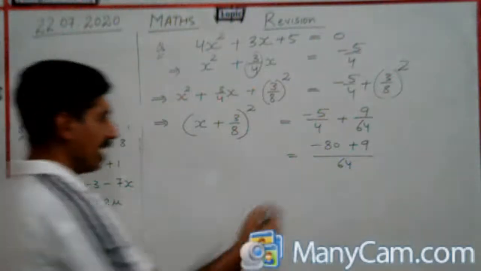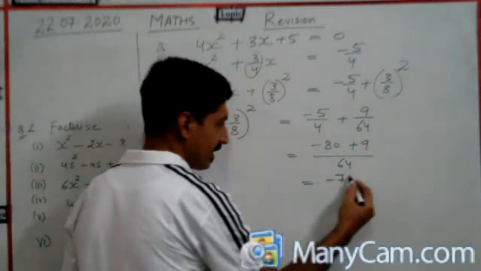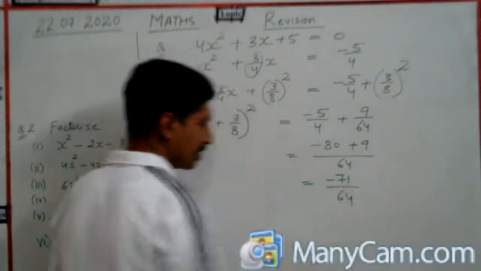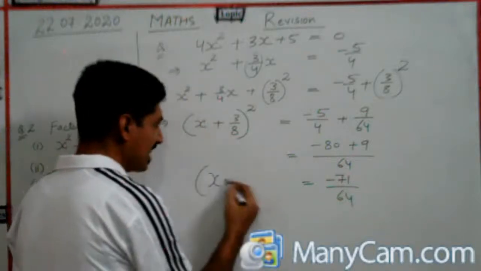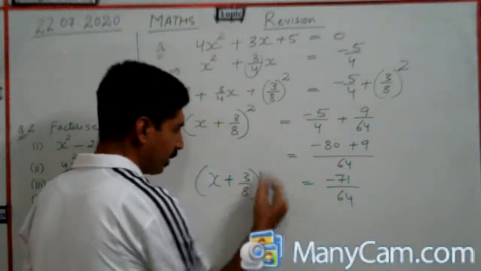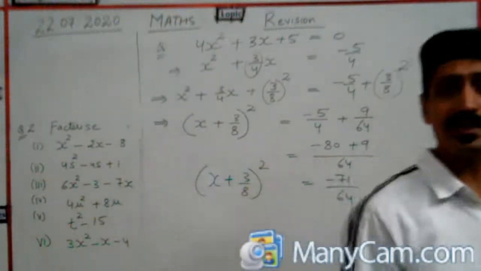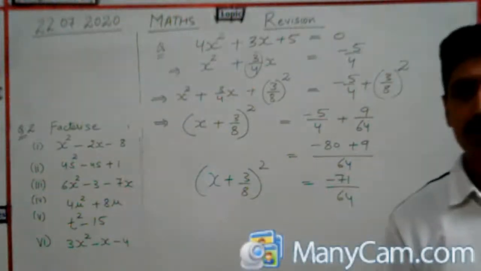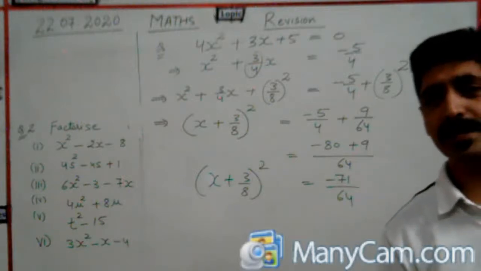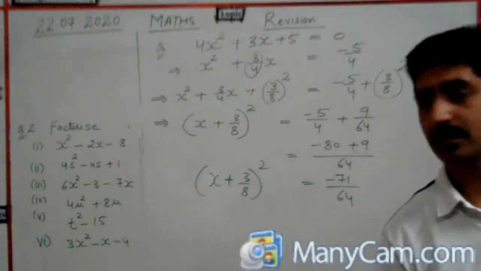So here we have the answer, that is minus 71. I think yesterday also we have discussed. Now we have (x + 3)/8 whole square. Now this number minus 71 is negative. So how are we doing? We are taking under root both sides.